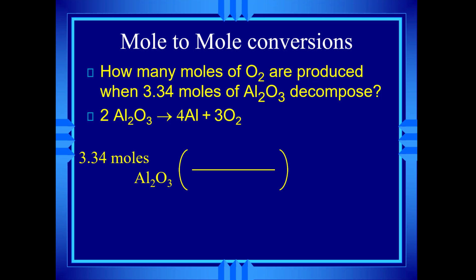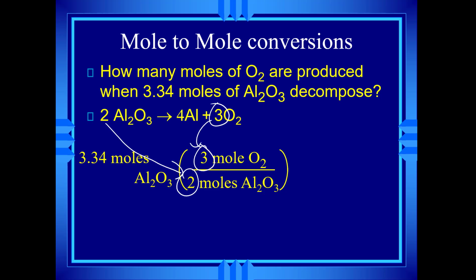Moles of Al2O3, right? That's got to go on the bottom. What can I turn it into? Well, moles of what they asked for. They asked for moles of O2. And I copy the numbers from the equation. The number in front of O2 was a 3. The number in front of Al2O3 was a 2. I'm just copying those coefficients. Balance the equation so we can get the coefficients so we can do the math, so we can figure out how much we're going to make.